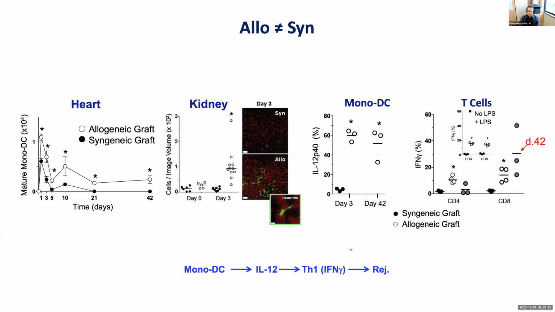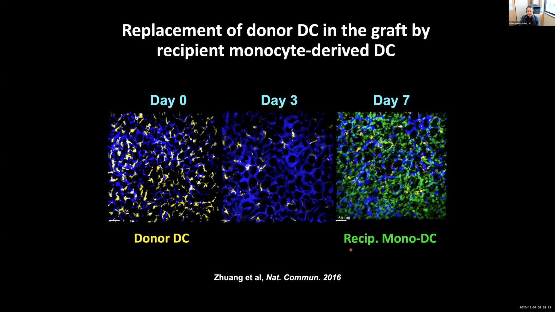Now, when we took a closer look at these dendritic cells and monitored donor-derived dendritic cells versus recipient-derived mono-DCs, we made the observation that the donor DCs quickly disappear after transplantation. And this is a kidney graft that I'm showing you here.